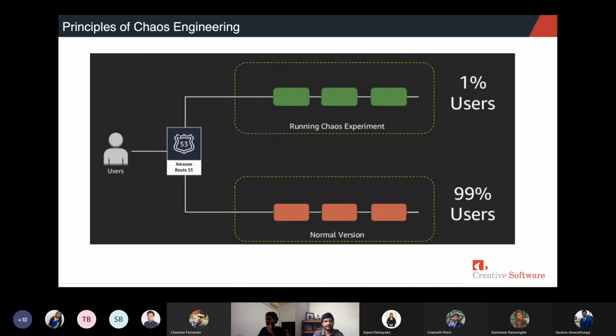So this is a typical example where we can have a chaos experiment running only for 1% of our users, and the other 99% of our users have a normal version of this. We can use canaries or a different namespace or a different region to run this experiment on.